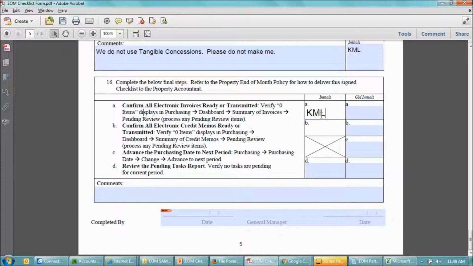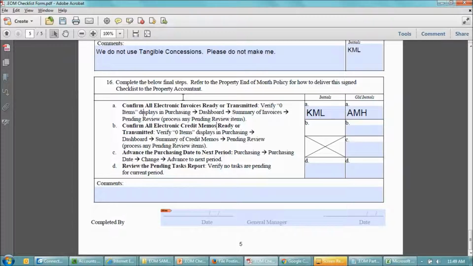So that's done. We want the credit memos too, though, not just the invoices. Yeah, I hadn't gotten there. Look, that's B. Simmer down. Oh, sorry. Baby steps here. I still need to get my GM to initial it. There you go.